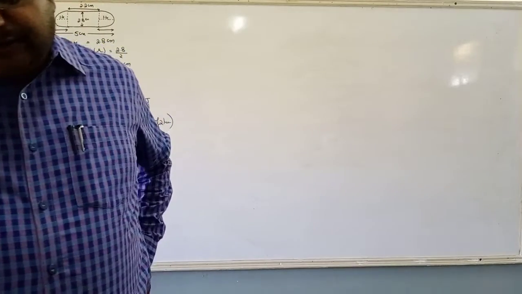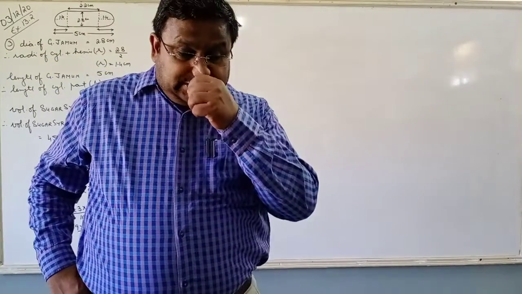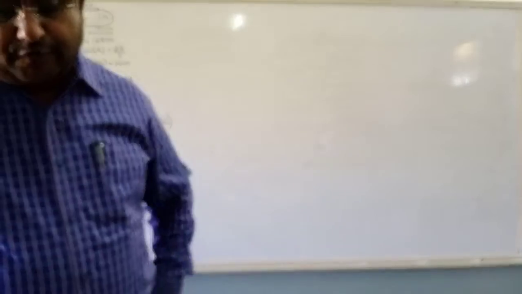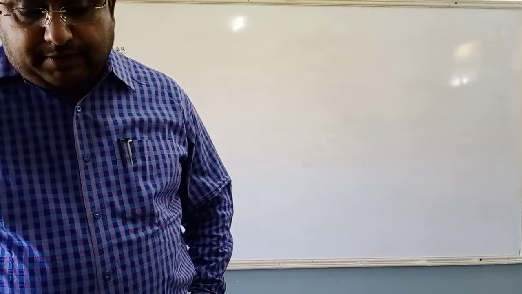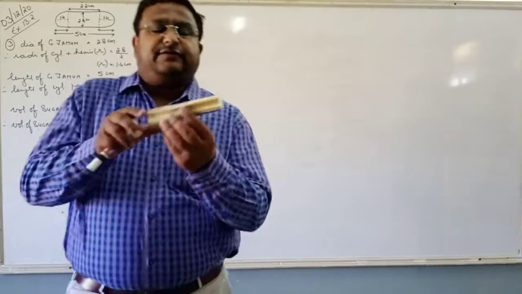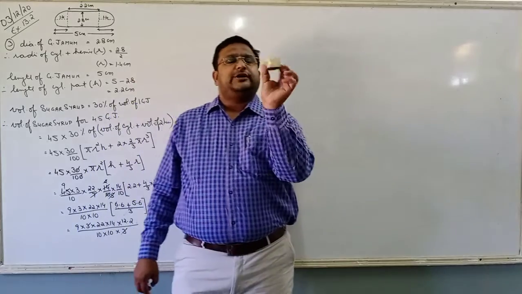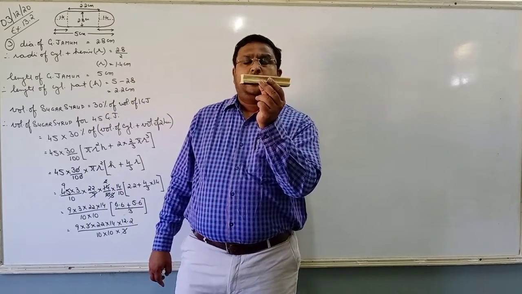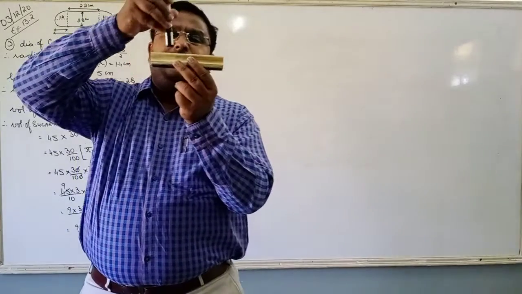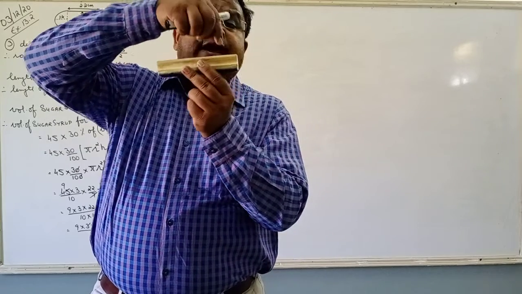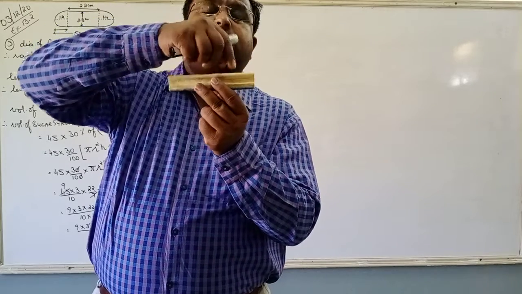A pen stand is made of wood in the shape of a cuboid with 4 conical depressions to hold pens. This is a pen stand, for example. This is a duster. It is in the shape of a cuboid. Right? Now I want to hold a pen into this. But I cannot hold. If there is a groove in that, we can hold it.